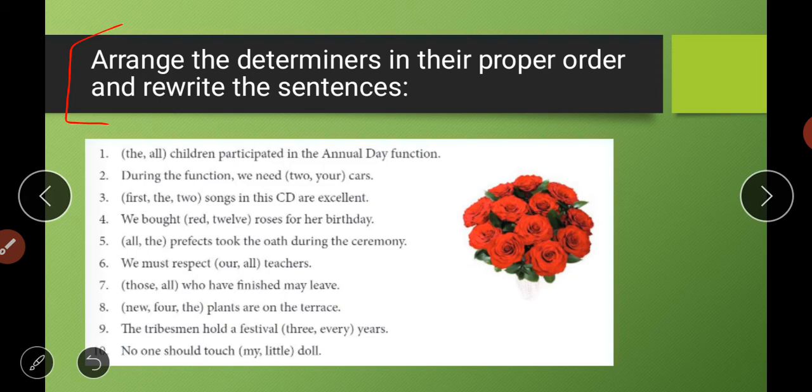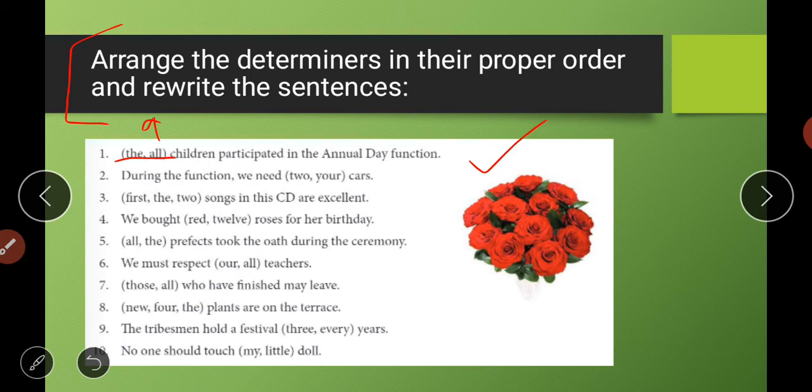So if you look at these two words carefully, students, we have said that 'all' is your predeterminer, and the articles like 'the' are your central determiner. So the arrangement of these words will change, like 'all the children', because 'all' is your predeterminer and we have to write it before the central. So central is your 'the', so it will come after 'all'. So, all the children participated in the annual day function. This is the right answer.